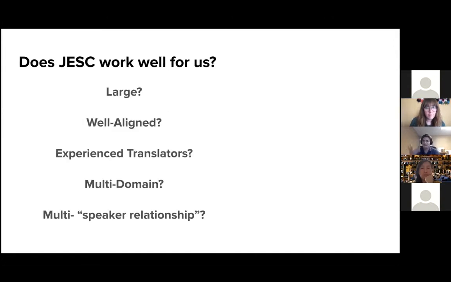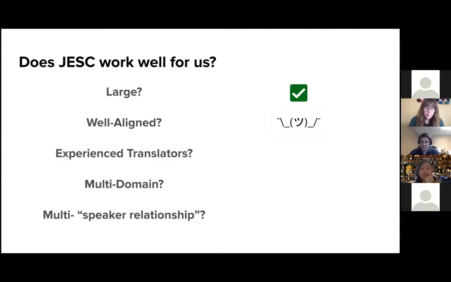So does this work well? Does this actually accomplish what we want? Is it large? Yeah, definitely. Is it well aligned? Well, Japanese and English are notoriously difficult to align. I'll get into why this doesn't matter a whole lot, but suffice to say that formality is local to an interaction, not to the actual sentences. So it doesn't matter if the meaning is a bit different, as long as the same two people are speaking, the formality will be the same.